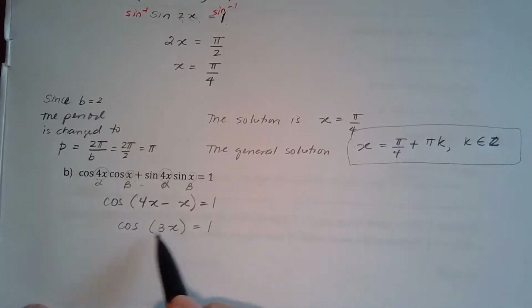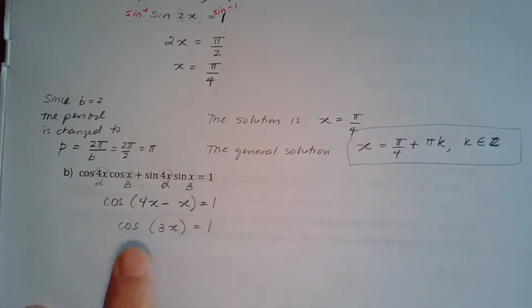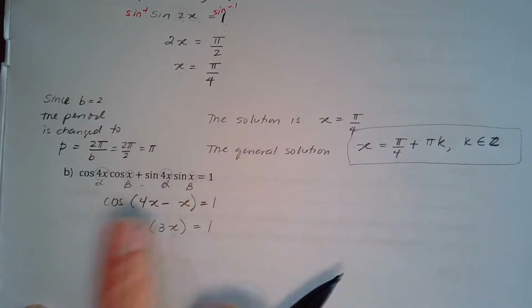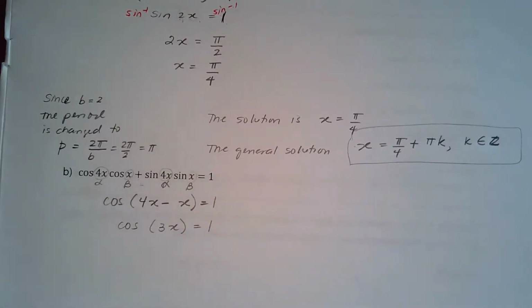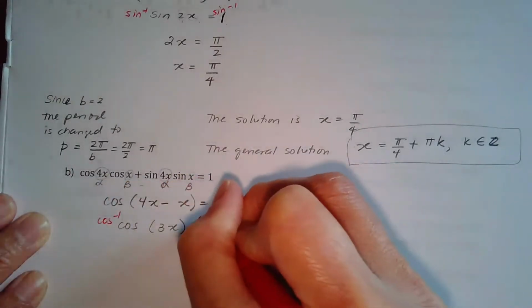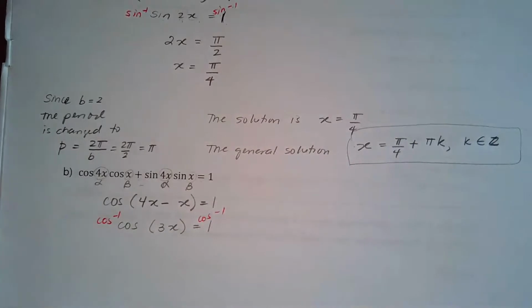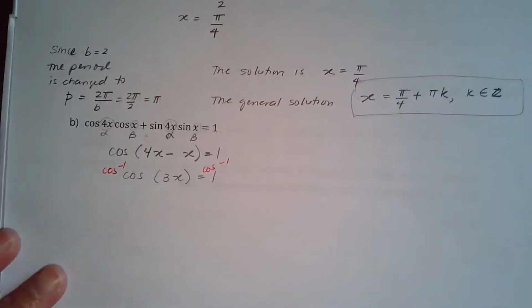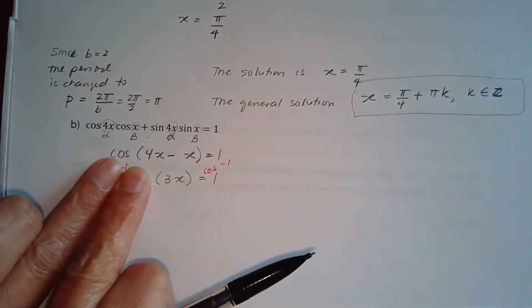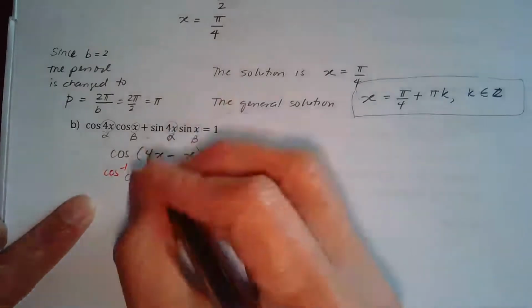So cos of 3x equals 1. How can we figure this out? How can we solve for x here? What we're going to do is take the cos inverse of each side. If we take the cos inverse, cos and cos inverse cancel each other out. We're left with 3x.